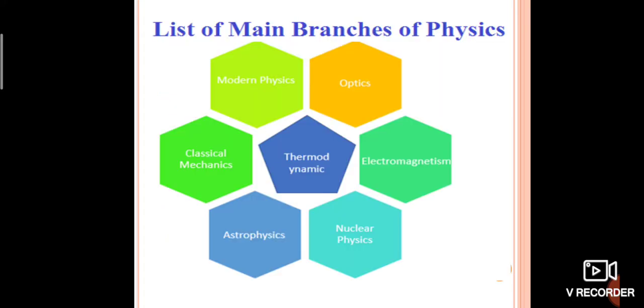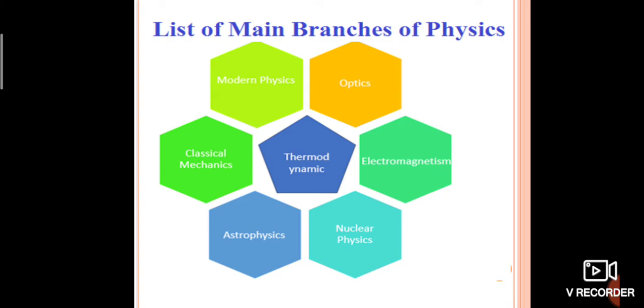Now, let us know the branches of physics. Here I have considered 7 branches of physics. Let us know them one by one. First one is thermodynamics. Thermodynamics is the study of heat and temperature, how the heat moves from one system to another. Second one is optics. Optics is the main branch of physics which deals with the study of light and the phenomena which come under light, such as reflection and refraction.